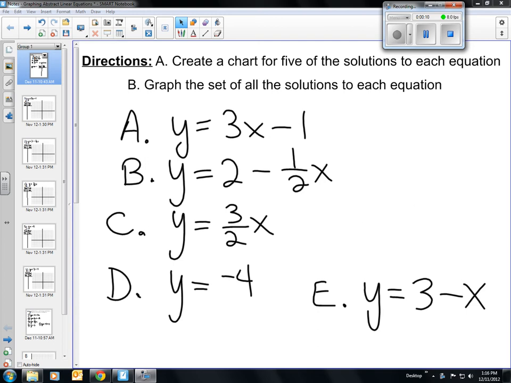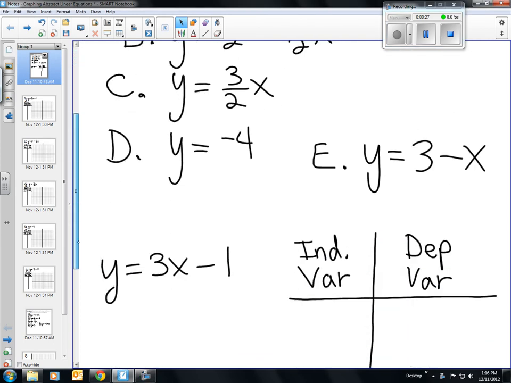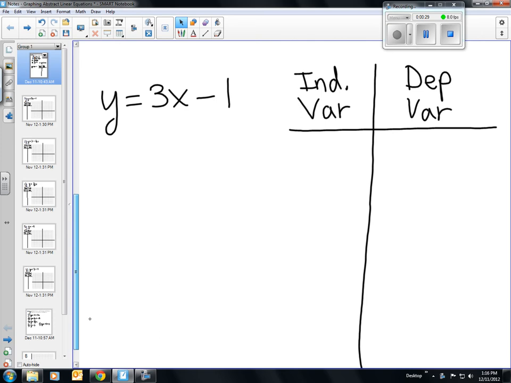Today we're going to be talking about graphing linear equations. Our directions are to create a chart for 5 of the solutions to each equation, and then graph the set of all the solutions to each equation. Here we have 5 different equations, parts A, B, C, D, and E. In each equation, I'm going to show you how to get part A and B. So let's start with part A.